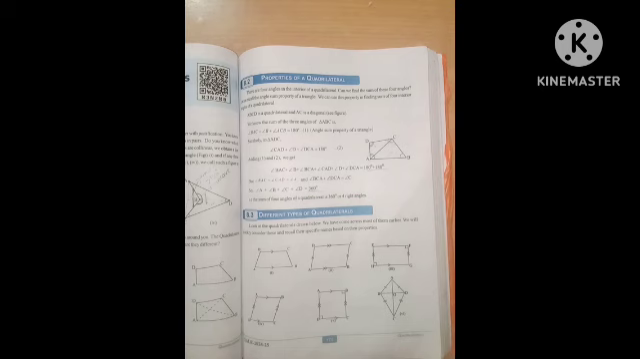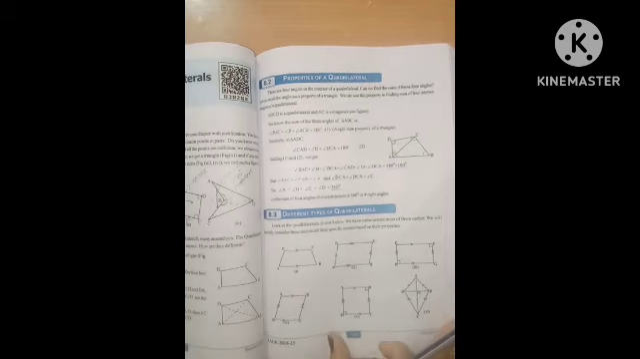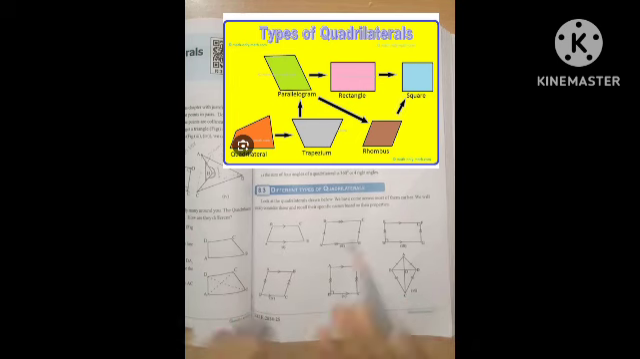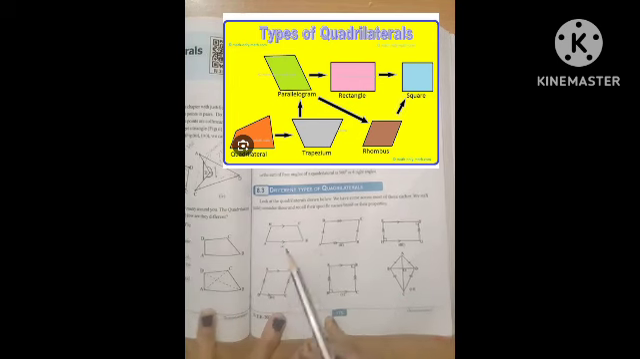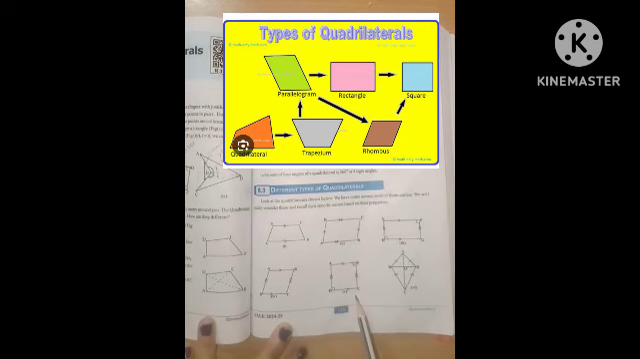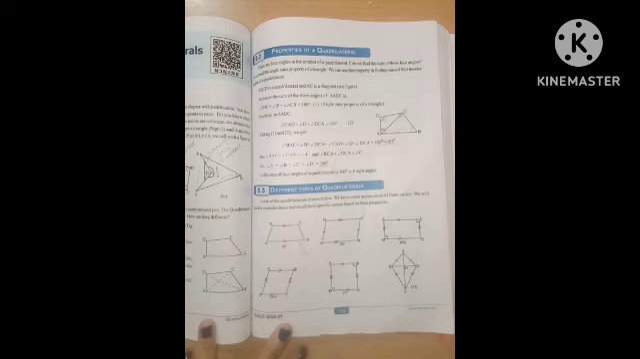And next, different types of quadrilaterals, 8.3. How many different types of quadrilaterals are in the chapter? 6. What are the names of these quadrilaterals? Look at these figures, Gagan Sai. The 6 types of quadrilaterals are given one by one. What is this figure name? Trapezium. What is this one? Parallelogram. What is this one? Rectangle. What is this figure name? Rhombus. What is this one? Square. What is this one? Kite. Very good. These are all the different types of quadrilaterals.